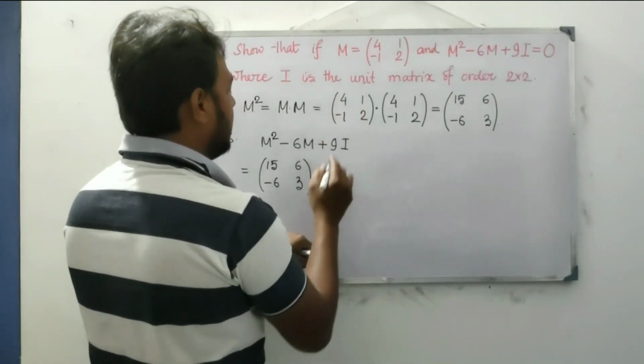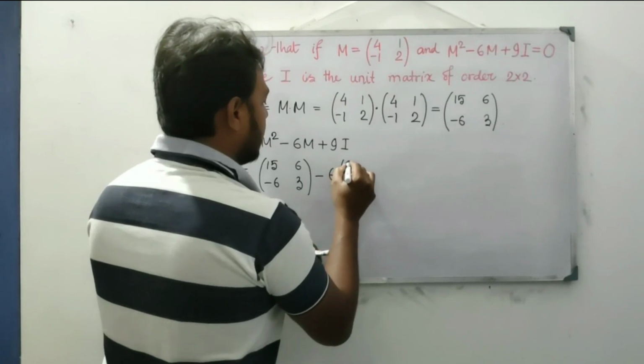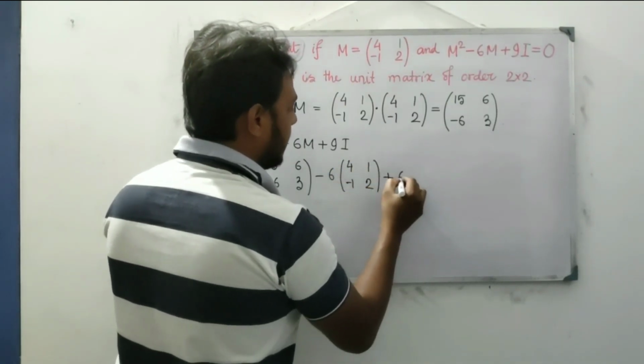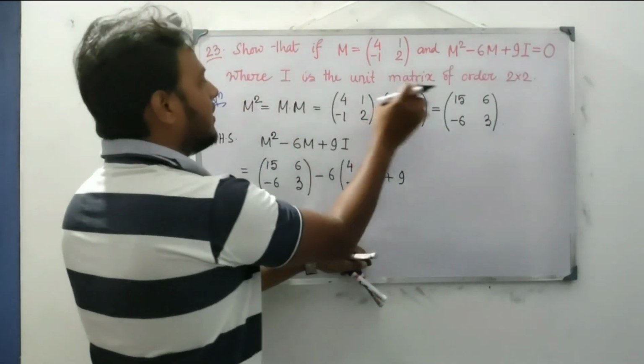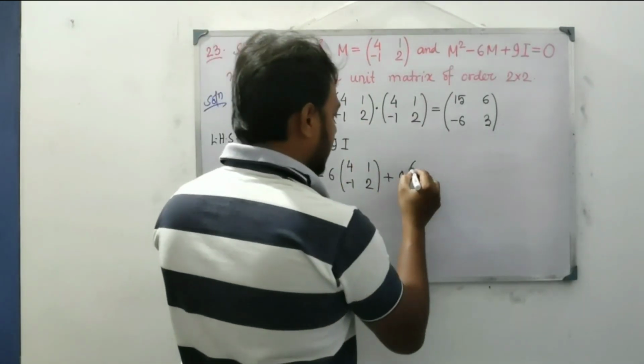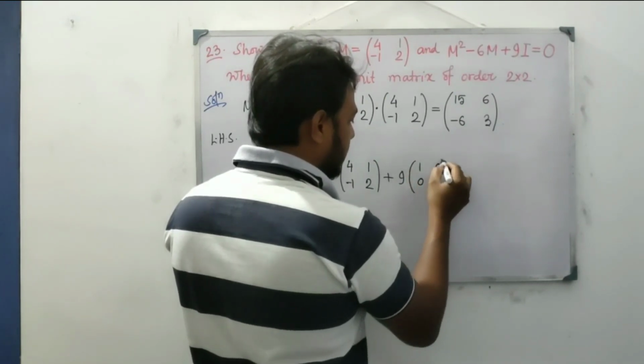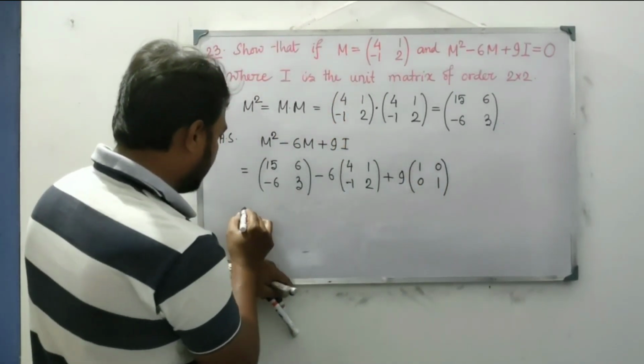Minus 6m, that means we have to multiply. I am writing in one line, then 4, 1, minus 1, 2. This is m, plus 9 I. I means an identity matrix of order 2 cross 2. I told you about the identity matrix. Identity matrix means 1, 0, 0, 1. This is the identity matrix of order 2, equals to.